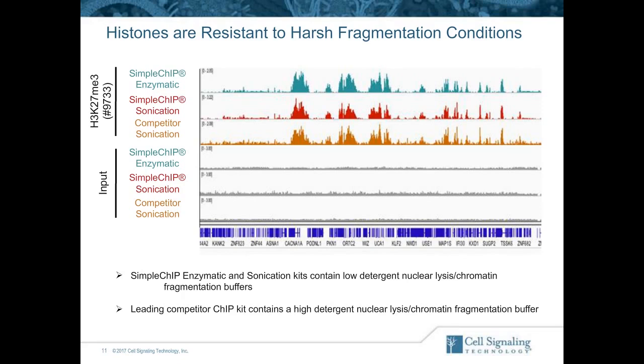Now, histones are very resistant to high detergent levels. As shown in this slide, we're looking at enrichment of trimethyl K27 across a region of the genome. Here we're using our SimpleChIP enzymatic chromatin IP kit, our SimpleChIP sonication chromatin IP kit, which has a low detergent buffer, and a leading competitor sonication kit that contains a high detergent buffer. If we look at enrichment of trimethylation 27, you see that all 3 of these kits work equally well, giving us nice enrichment that we would expect to see in this region of the genome.